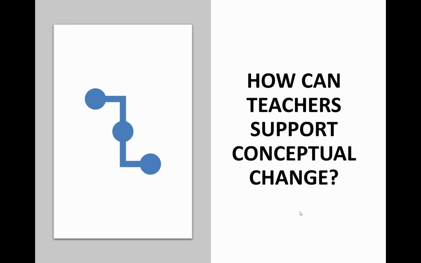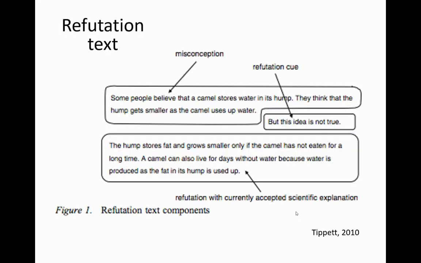To end today, two ways that teachers can support conceptual change in their students. I'm going to mention refutation text and teaching for transformative experience. Refutation text, you probably know because you've been asked to do this in persuasive writing. Refutation text essentially has three parts. The first part is stating the misconception. Here, the misconception is that people believe that a camel stores water in its hump, and that the hump gets smaller because the camel uses up the water that's in its hump.